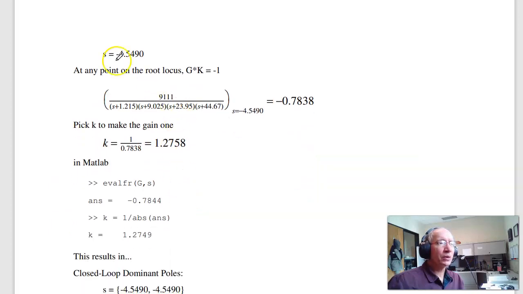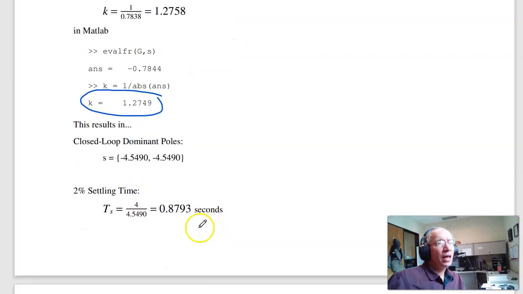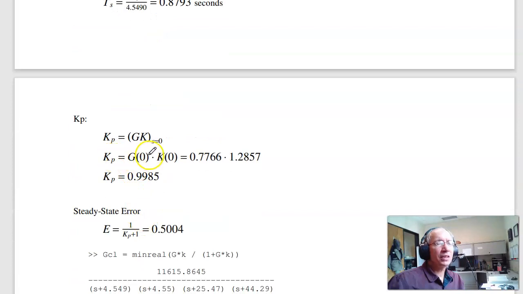In MATLAB, what I would do is input s. s is minus 4.5490. Find G(s) at that point. Pick K to make the gain 1. So there's K. What that should do is put my closed loop dominant pole at the breakaway point, minus 4.54, and its conjugate. The 2% settling time should be 4 over that. Kp is the DC gain. That's just G(s) as s goes to 0 times K. And the error for a steady state input is 1 over Kp plus 1.